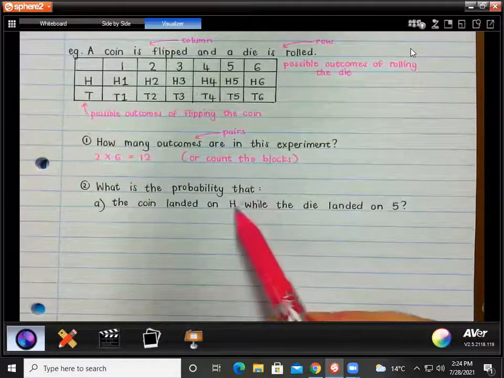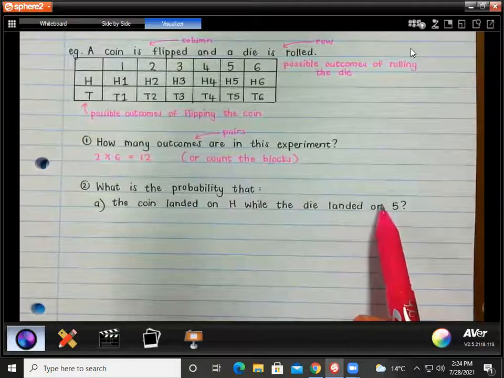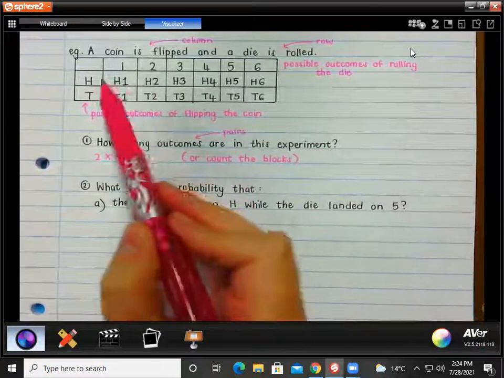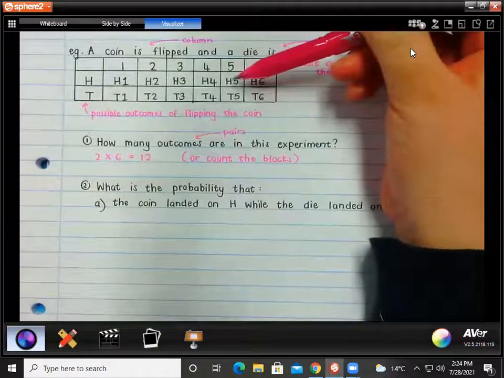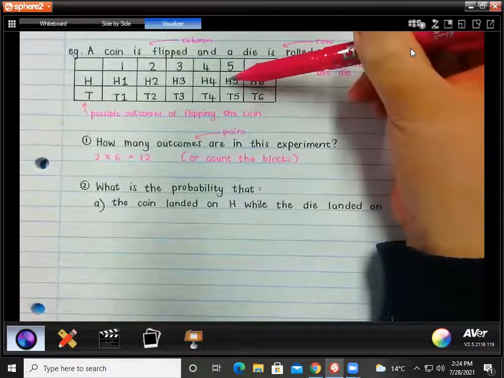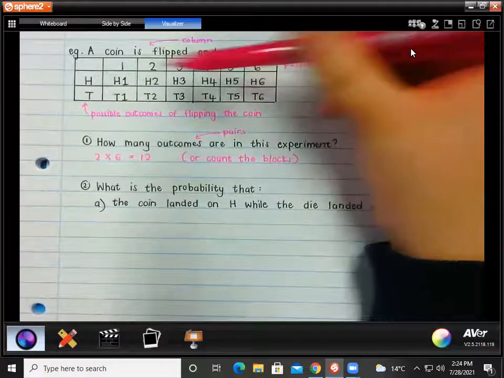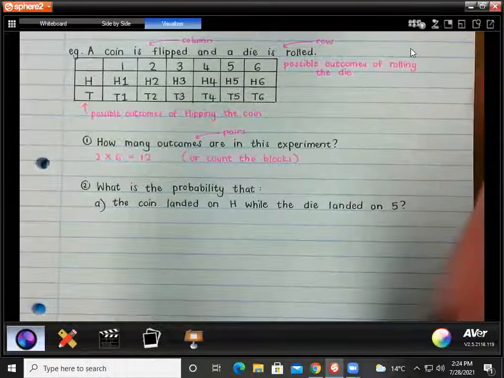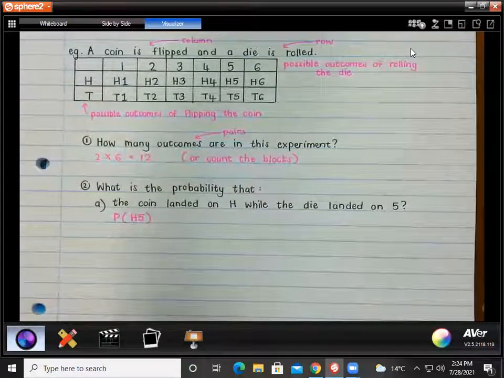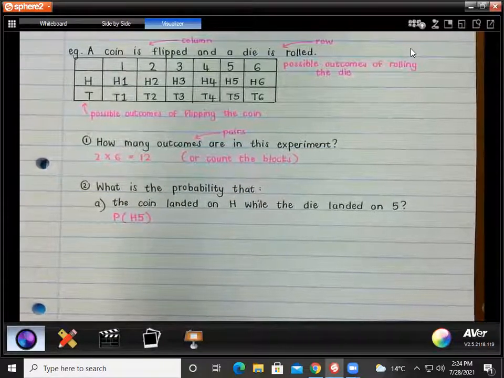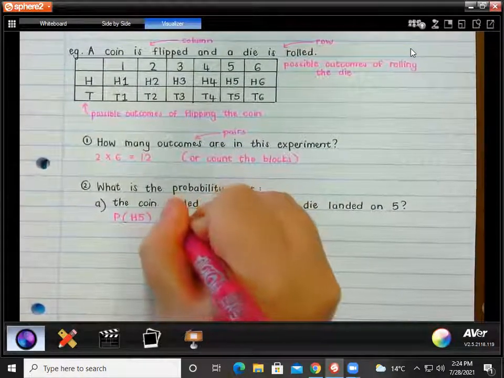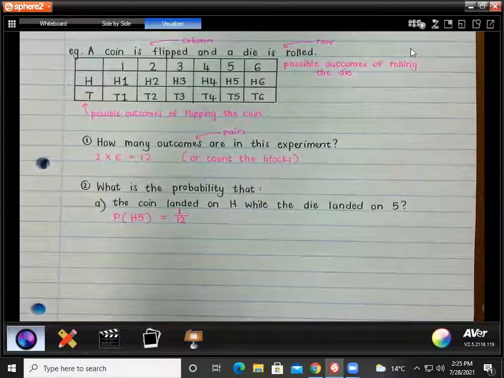Okay, so we're looking for heads 5. Does that make sense? The coin landed on heads and the die landed on 5. So we're looking for heads 5 over there. How many heads 5s are there out of 12? Okay, only one. So what do we think that probability is? 1 over 12. Okay, so the probability of H5, heads 5, there's only one possible outcome where it lands on heads and on a 5. So heads 5 is going to be 1 over 12 possible pairs in total.